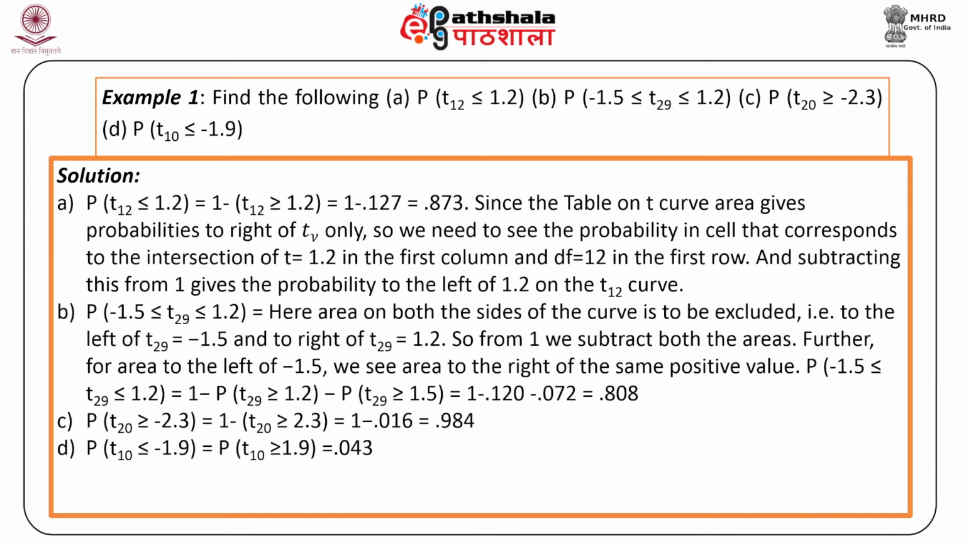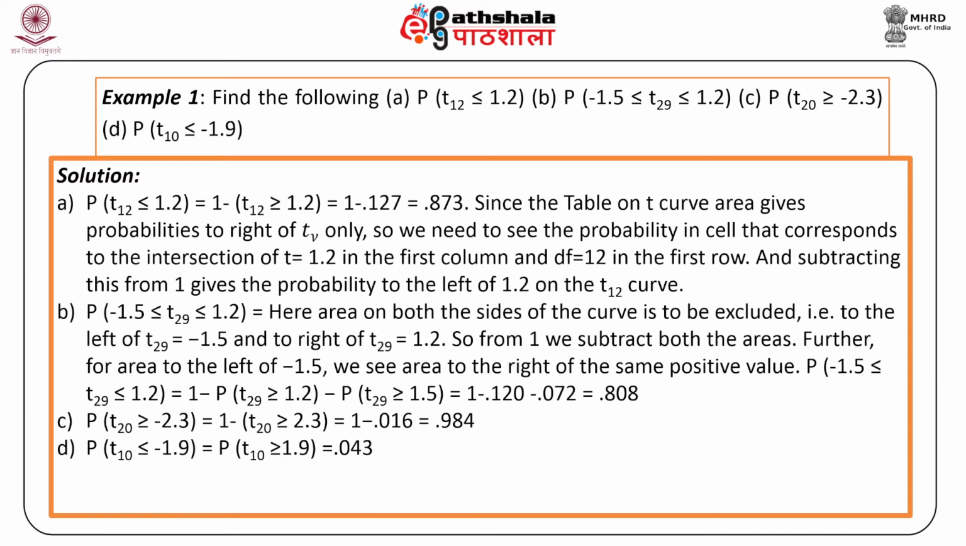These values therefore are that probability of T29 greater than or equal to minus 1.5 and less than or equal to 1.2 is equal to 1 minus probability T29 is greater than or equal to 1.2 minus probability T29 is greater than or equal to 1.5, and therefore this comes out to be equal to 1 minus 0.120 minus 0.072, and if you simplify this you find out it comes out to be equal to 0.808.